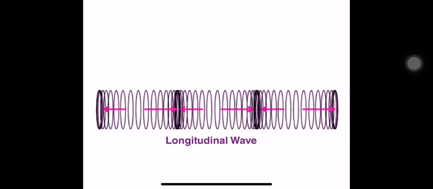What you are seeing right now is a longitudinal wave, which consists of areas that are stretched out and compressed. The area that is stretched out is called rarefaction, while the area that is compressed is called compression. The wavelength in a longitudinal wave is the distance between two consecutive rarefactions or compressions.